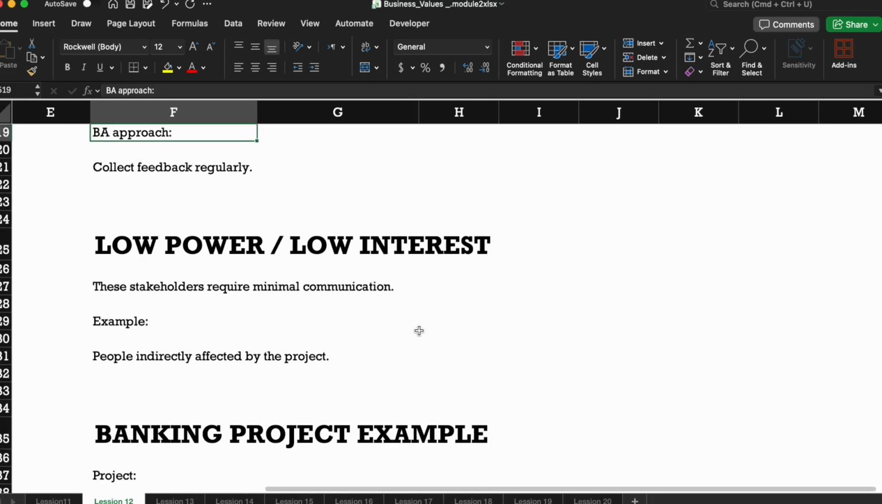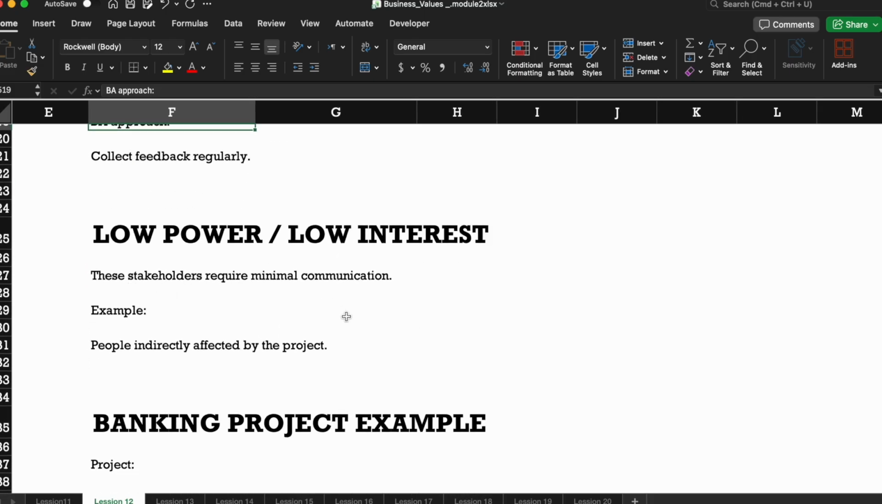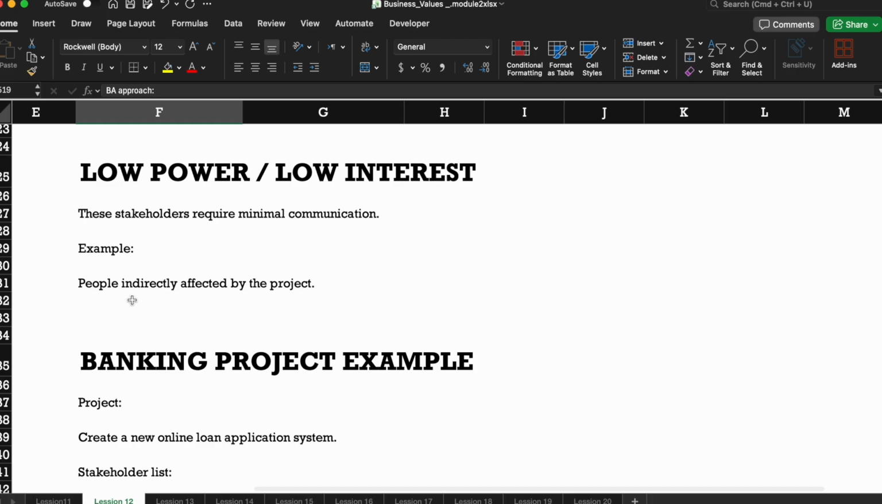Low power, low interest. These stakeholders require minimal communication. People indirectly affected by the project, like if there is any other team, you can send them a communication, right? You don't need to invite them to the meeting. But if there is a dependency, you just need to let them know.